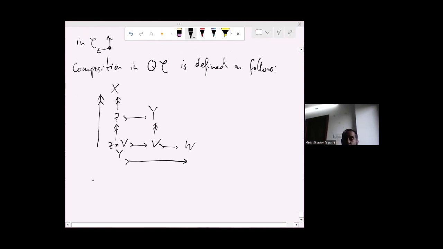So here is a theorem. It actually needs some work. So we have our category QC. We can take its nerve and apply realization of it. We get a topological space.